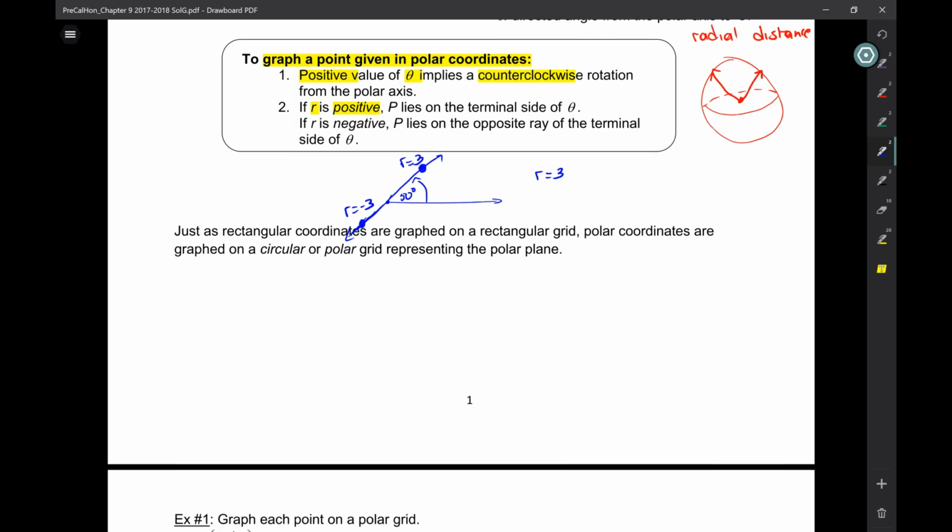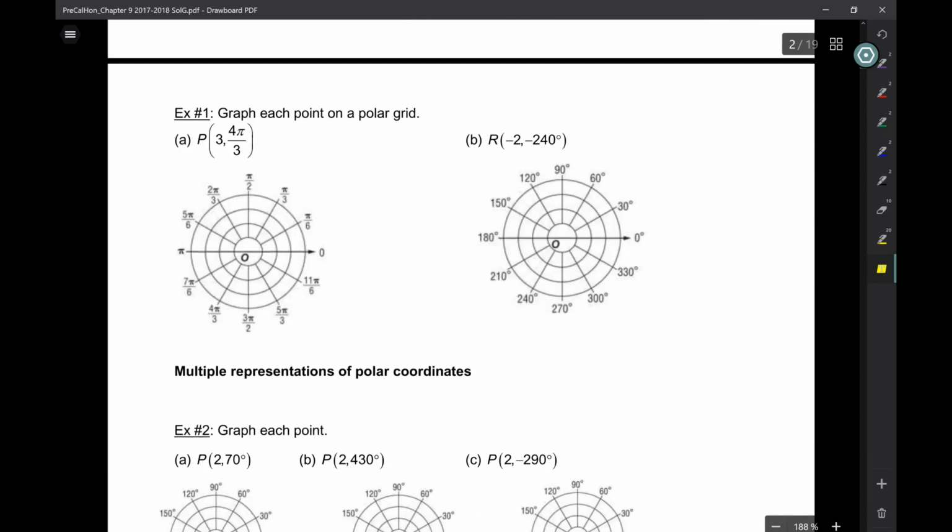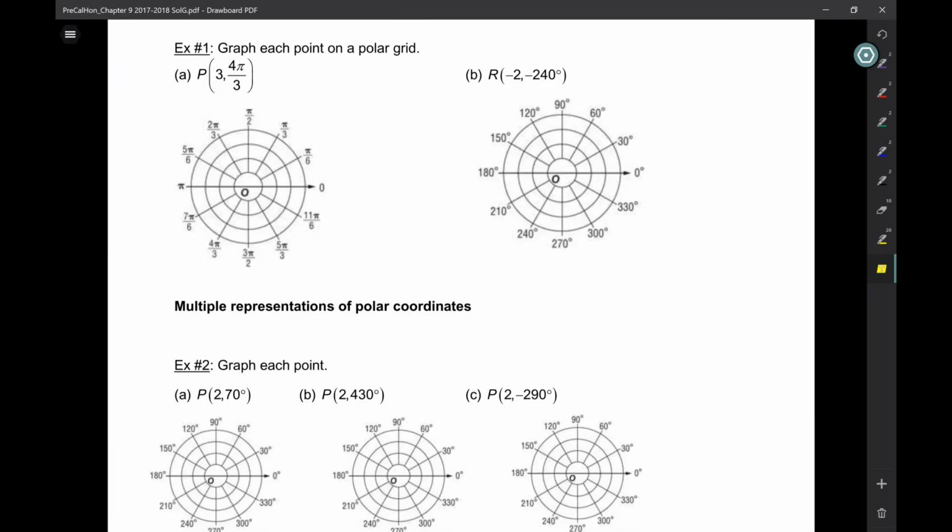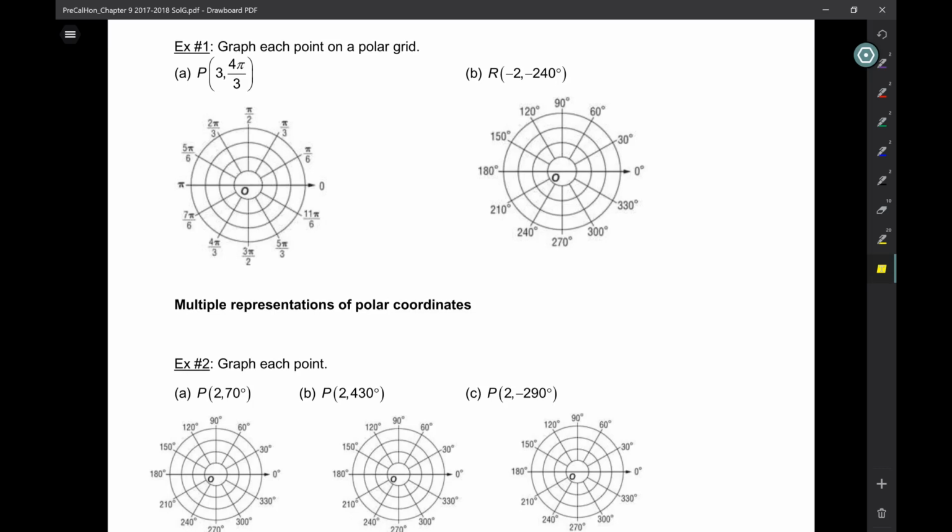So, just as rectangular coordinates are graphed on a rectangular grid, here we're going to use a circular or a polar grid, okay, representing the polar plane. Speaking of a polar grid, here we go, okay? What does that remind you of? Where have you seen, like in movies, where do you usually see something like this? Don't say a target. Yes, or say it, that's what I'm, like radar, right?